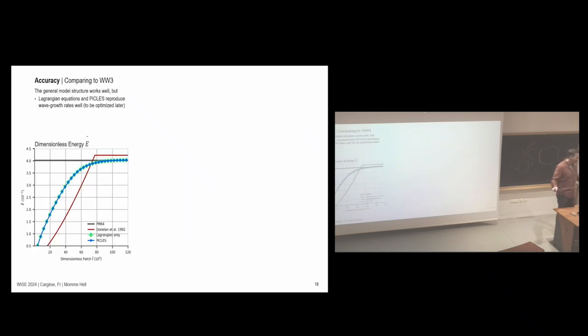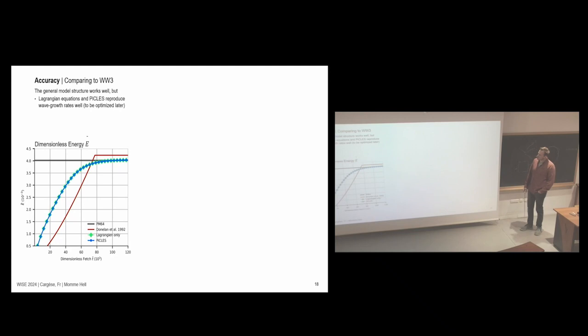Okay, then we do some accuracy tests. This is the non-dimensional fetch law. Basically, you know the gray curve, that's Pearson-Moskowitz. You know the red curve, that's from Donnelan et al., for example. And the other two lines are PiCLES.